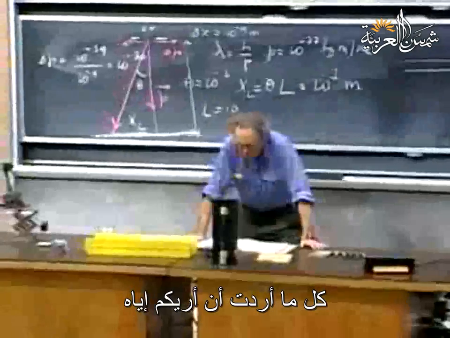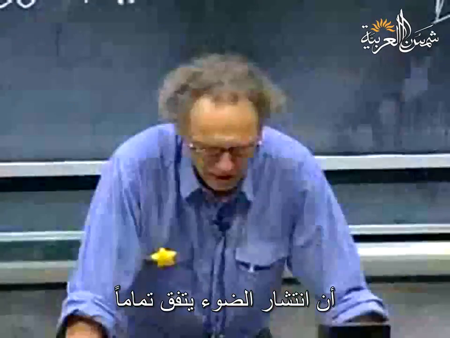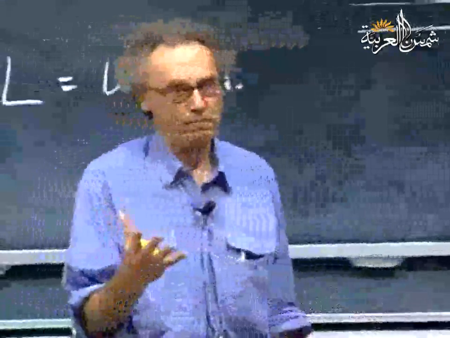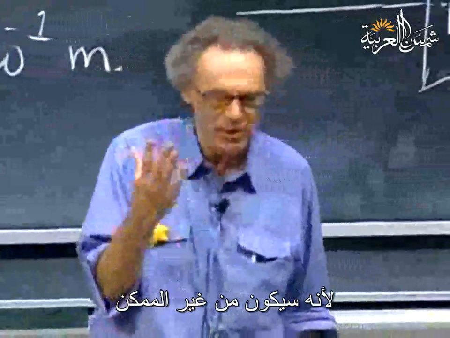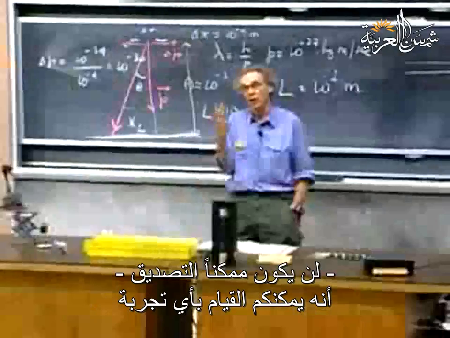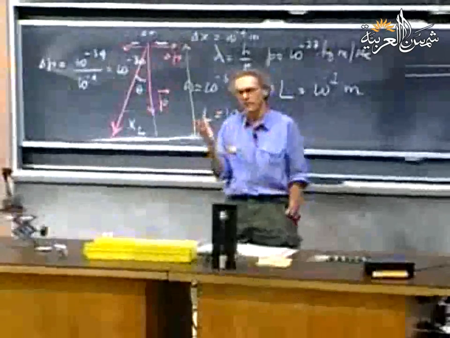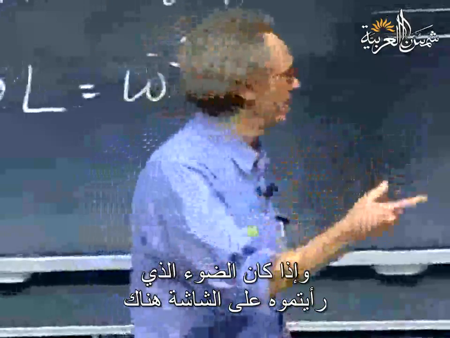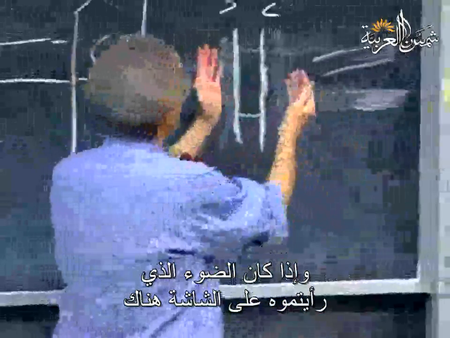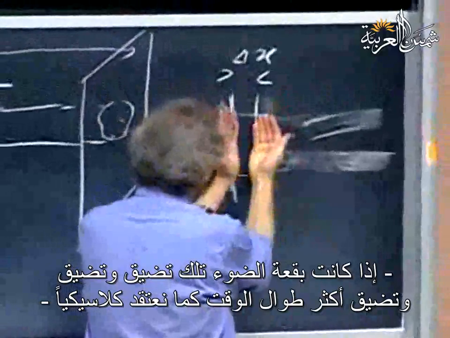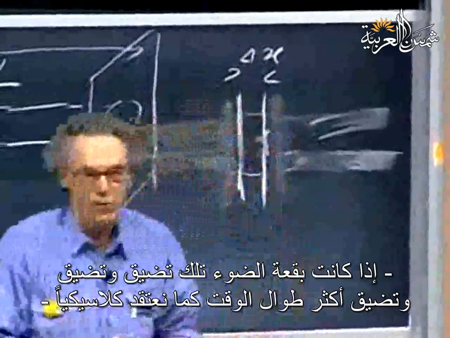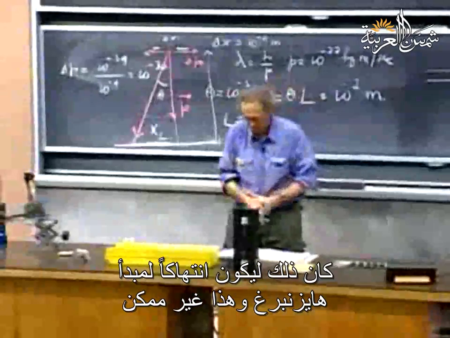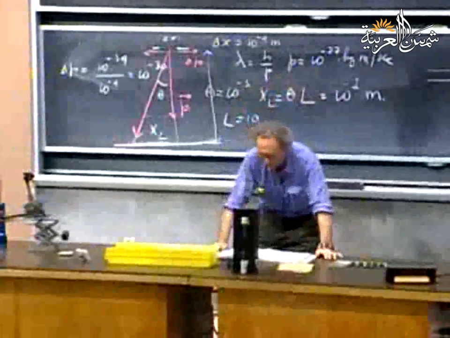All I wanted to show is that the spreading of the light is entirely consistent with Heisenberg's uncertainty principle. And it better be, because it would be inconceivable that you could do any experiment that would violate Heisenberg's uncertainty principle. And if that light spot on the screen got narrower and narrower all the time, as we would think classically, that would have been a violation of Heisenberg's uncertainty principle. And that is not possible.